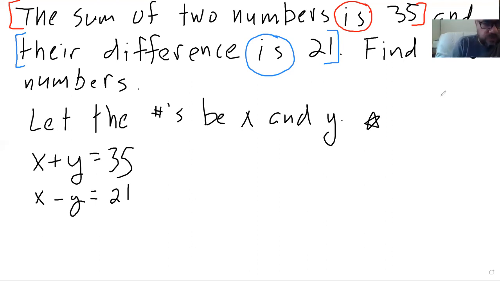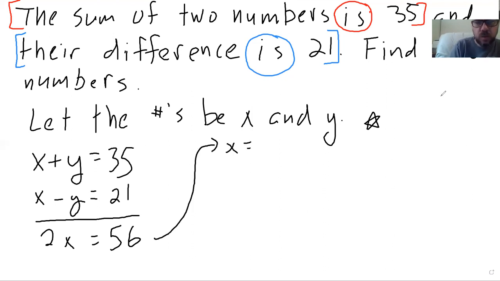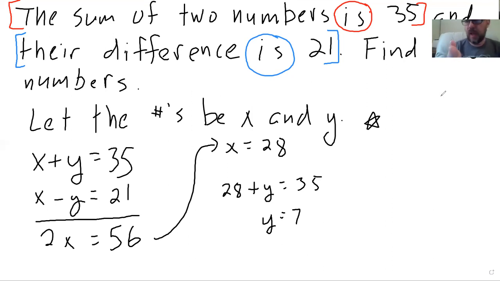So when I do that, I'll just add straight down and I'll get 2x equals 56. Divide by 2, so x is 28. Then I can take that and put it right back into either of my two starting equations. Let's say 28 plus y equals 35. Solve for y, subtract 28 from both sides, and we get y equals 7. That was easy.